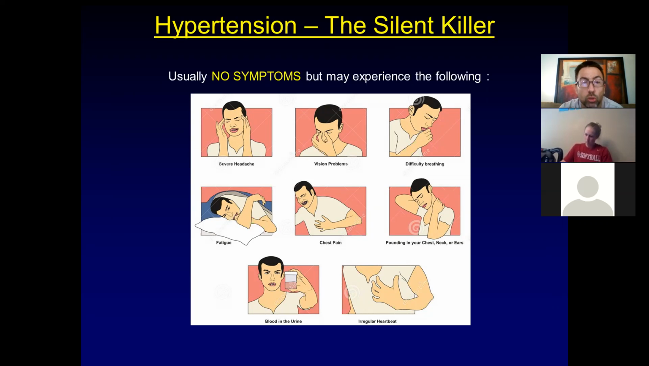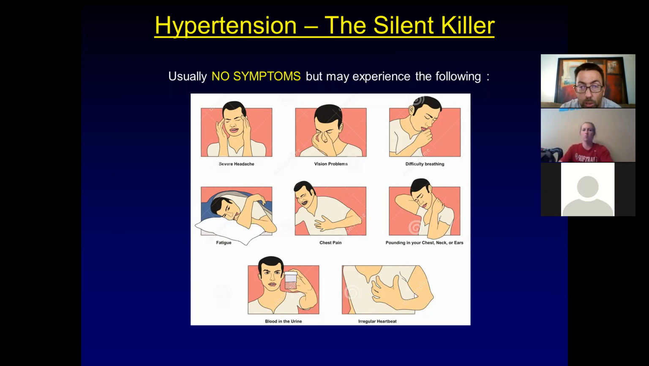Now, sometimes you may have severe headaches. You may have vision problems. You may feel fatigue or chest pain or something like that. Occasionally, because of high blood pressure, you may see blood in your urine. You may see difficulty breathing. But very often, there's nothing going on, right?